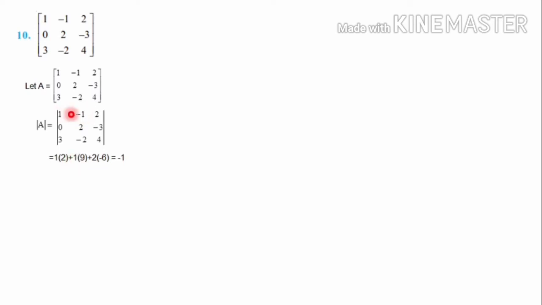Plus 1 into, row and column are gone, 0 into 4, 0, minus into minus plus 3 into 3 is 9. So 0 plus 9 is 9. So 1 into 9, we have got plus 2 into, row and column are gone, 0 into minus 2, that is 0, minus 3 into 2, 6. So 0 minus 6 is minus 6. So 2 into minus 6. When you go for the calculation, we will get the final result as minus 1. But minus 1 is not equal to 0. Therefore, we can say that A inverse exists.